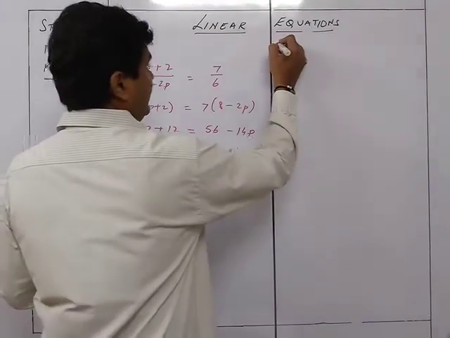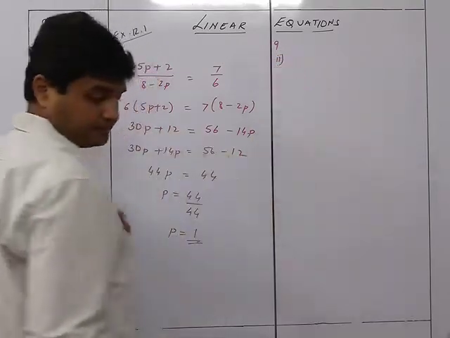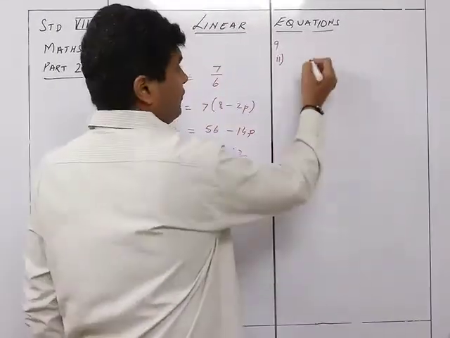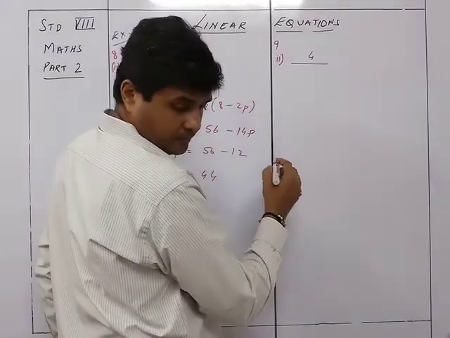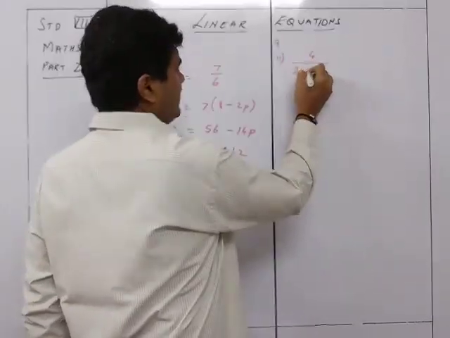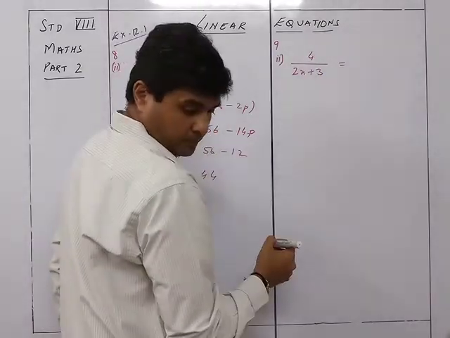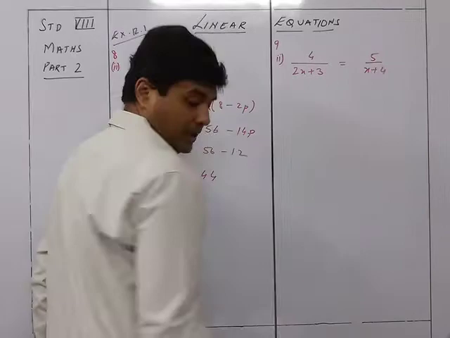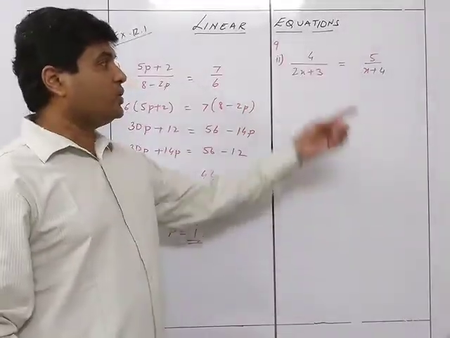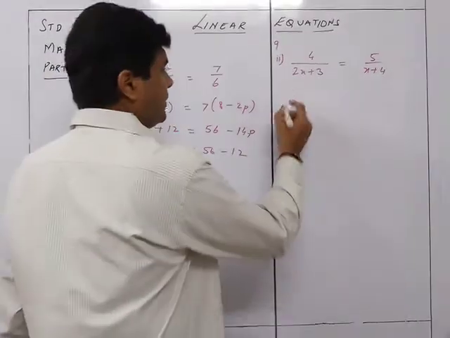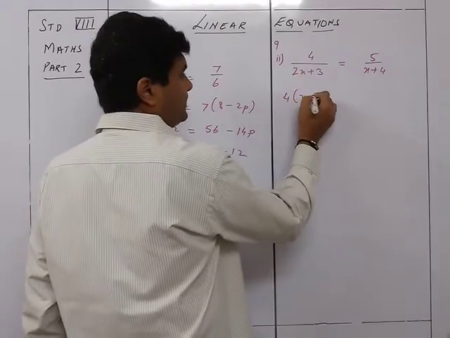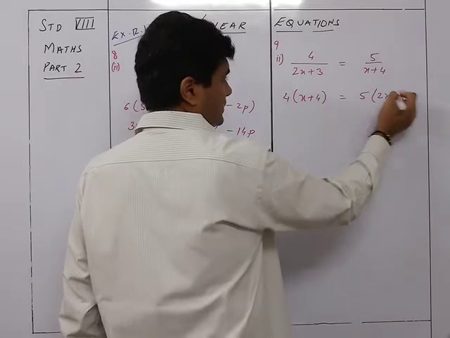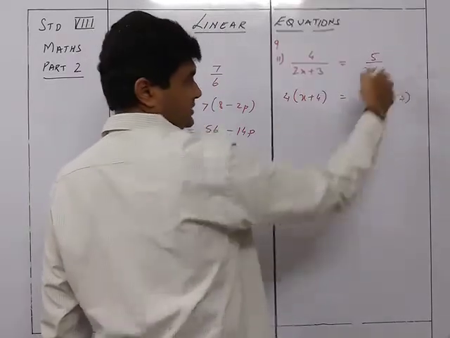We take the next one, that is 9th, second part. It is 4 upon (2x plus 3) is equal to 5 upon (x plus 4). Now here what we'll do is we are just going to cross multiply again. So we have over here 4 into (x plus 4) is equal to 5 into (2x plus 3). So we just cross multiply this into this and this into this.